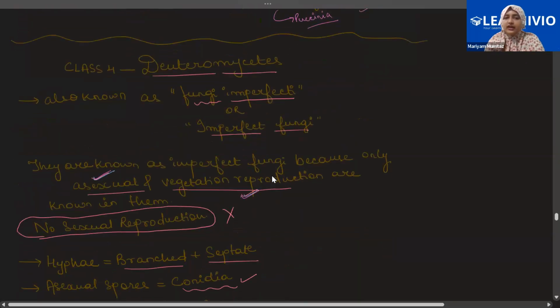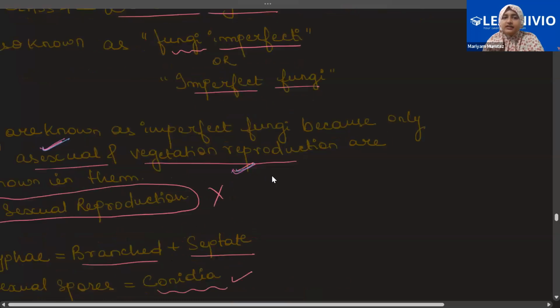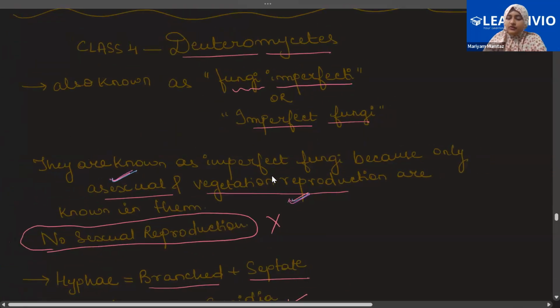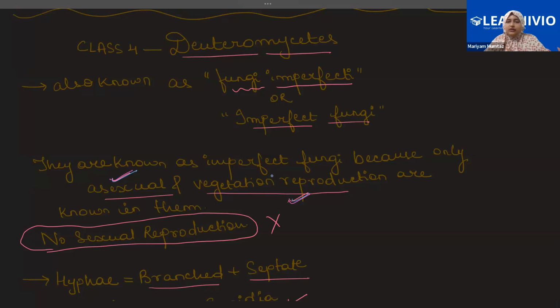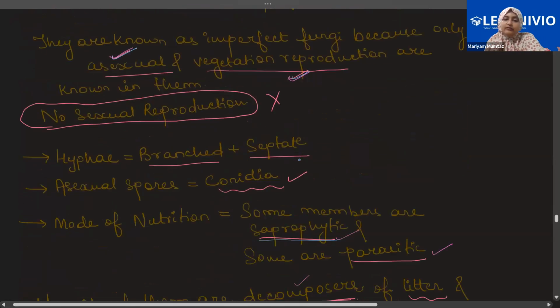Now moving on to the fourth class of kingdom fungi, that is deuteromycetes. This is the easiest one here. The organisms of this class are also known as fungi imperfecti, or the imperfect fungi. The reason is that in them only asexual and vegetative reproduction are known. Sexual reproduction is not known in them. That is why they are imperfect fungi.